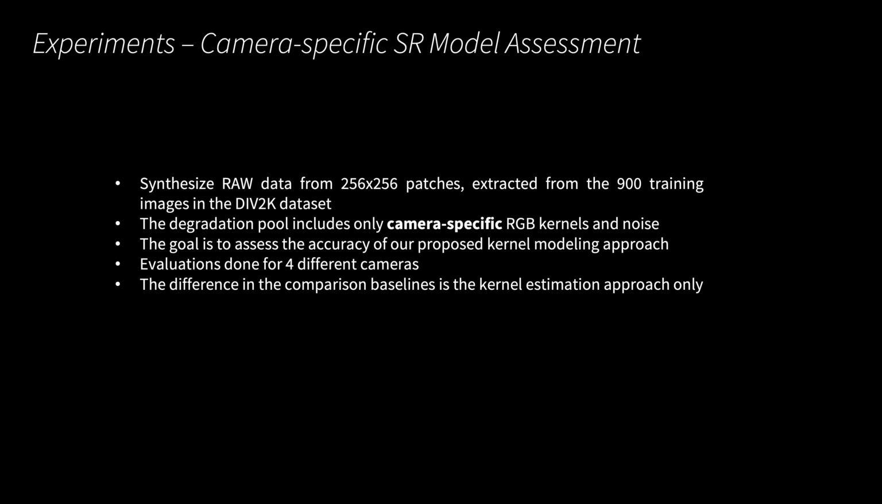We first evaluate the accuracy of the proposed kernel modeling approach using 4 different cameras. We synthesize raw data from patches extracted from the DIV2K training data and train a superres model with a degradation pool that includes only camera-specific RGB kernels and noise per test camera. The comparison baselines therefore differ only in how they model superres kernels.